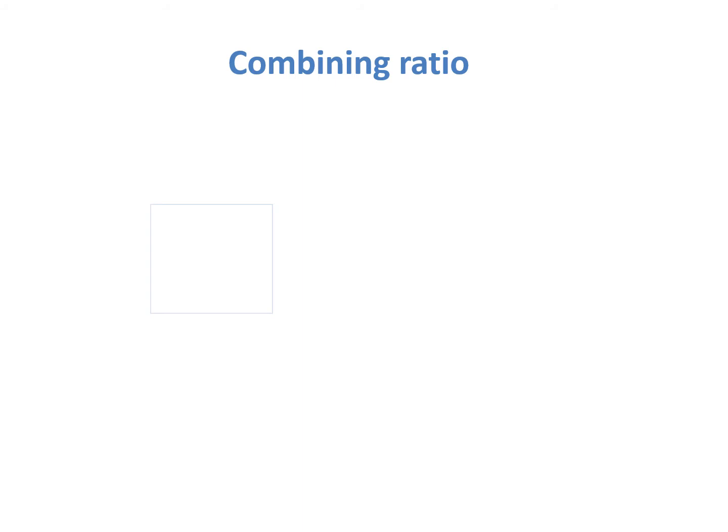Combining ratio means we have two ratios and we want to add them and get them in one ratio. Let's see it in an exercise. In example 1, we have it.